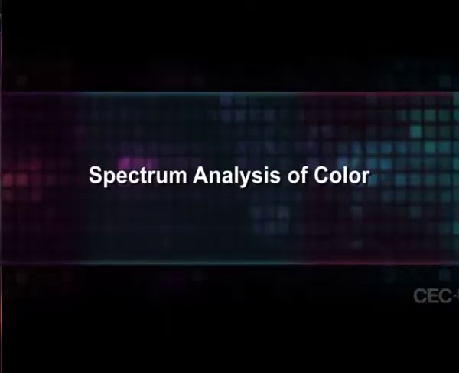The eyes see color components of all the wavelengths which are present in the white light. When the white rays pass through a prism, they are separated into 7 colors. Spectrum analysis of color.